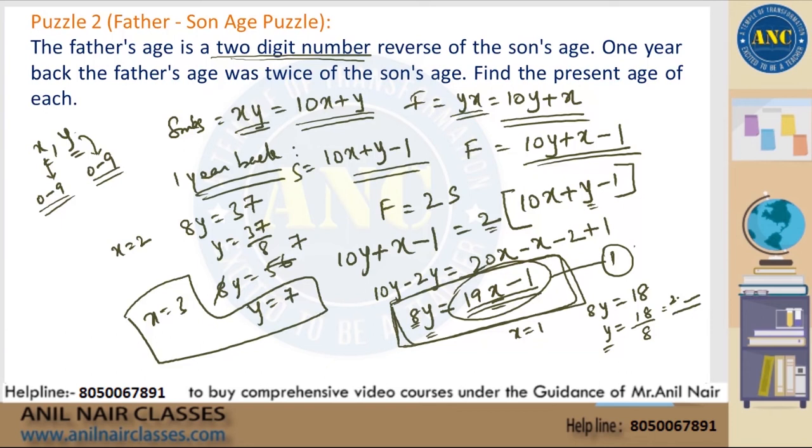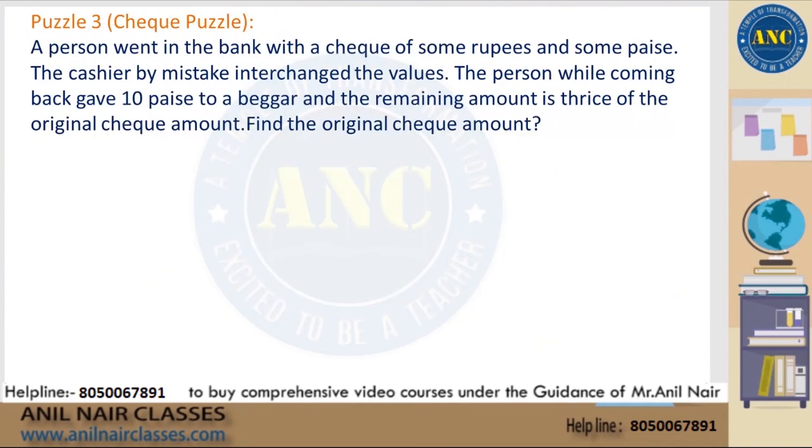Therefore, you can immediately define that son's age, which is xy, that is 37. So the son is 37 and father is nothing but 73. This is the present ages of father and son, because the father's age is a two-digit number, reverse of the son's age, as we discussed at the start of the question. Therefore, the present age of the son is 37 and of the father is 73. I hope you got how to handle such questions. Okay, let's go to the next one.